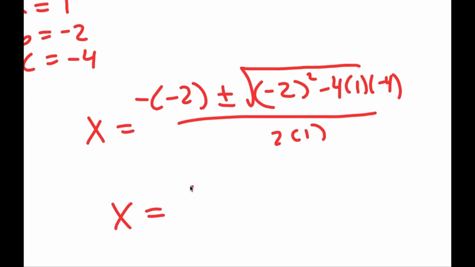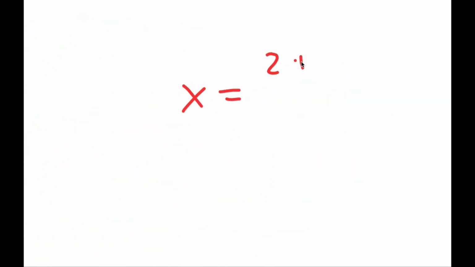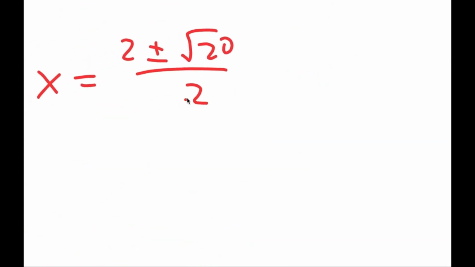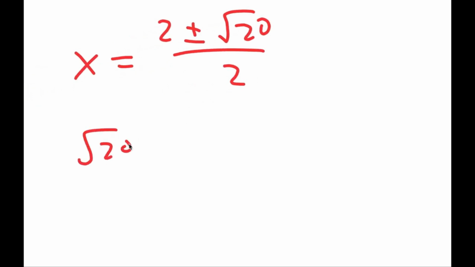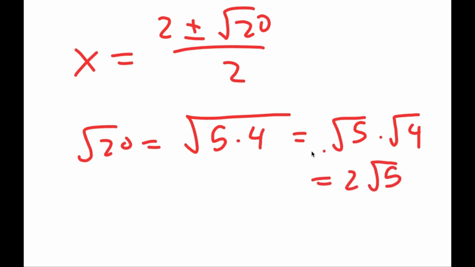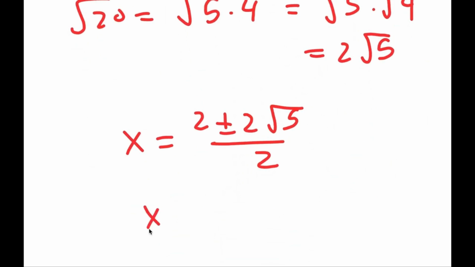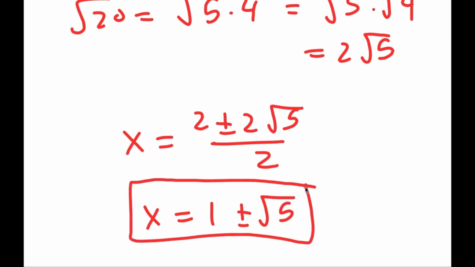Now from here, I get x is equal to 2 plus or minus the square root of 4 plus 16 over 2. So I'm going to rewrite that over here. x is equal to 2 plus or minus the square root of 20 over 2. Now, the square root of 20 is the same thing as the square root of 5 times 4, which is equal to the square root of 5 times the square root of 4, which is equal to 2 root 5. So I get x is equal to 2 plus or minus 2 root 5 over 2, meaning x is equal to 1 plus or minus the square root of 5. So these are my two solutions to this equation.